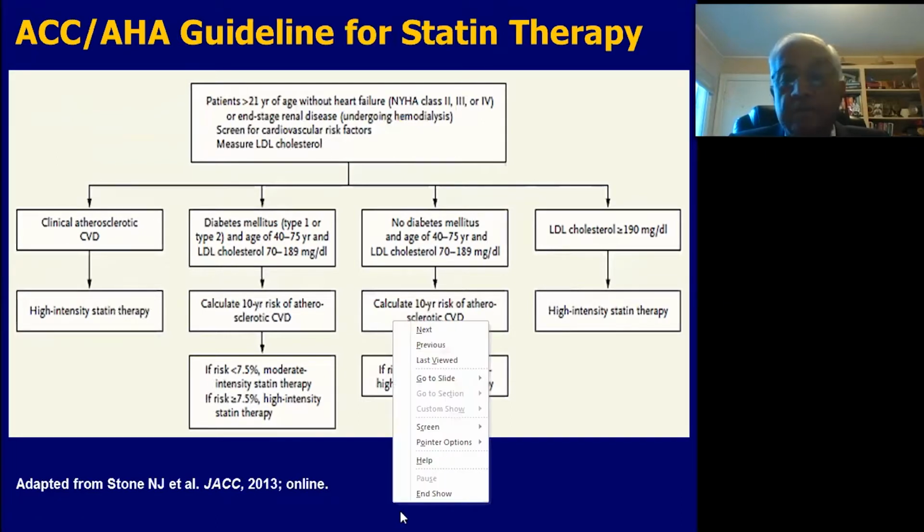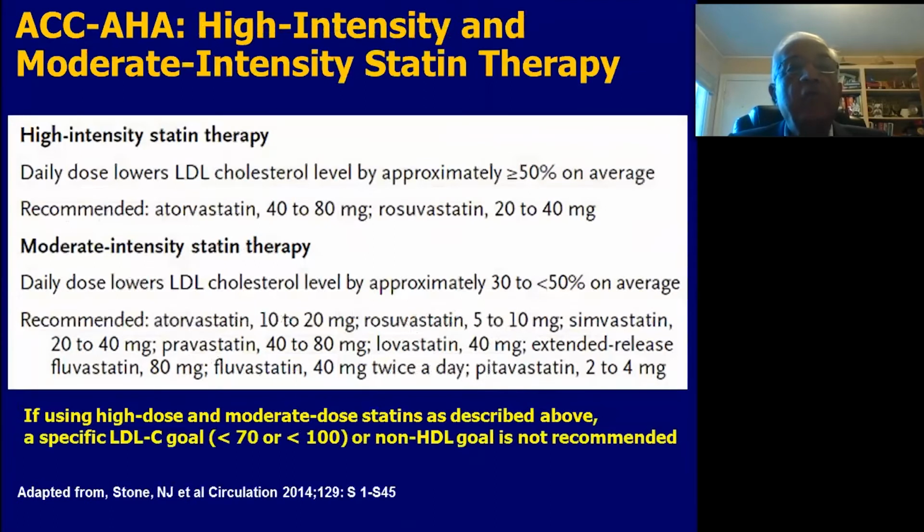So what do we mean by high intensive and moderate intensive statin therapy? High intensive statin therapy is defined as a statin therapy that lowers LDL cholesterol by approximately 50% or more from baseline. And that kind of therapy is, for example, atorvastatin, not 10 or 20 milligram, but 40 to 80 milligram. So patient comes in with cardiovascular disease already present or LDL cholesterol above 190, you need to think about giving them atorvastatin 40 to 80 or rosuvastatin 20 to 40 milligram.